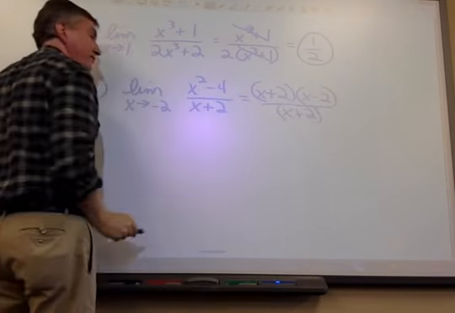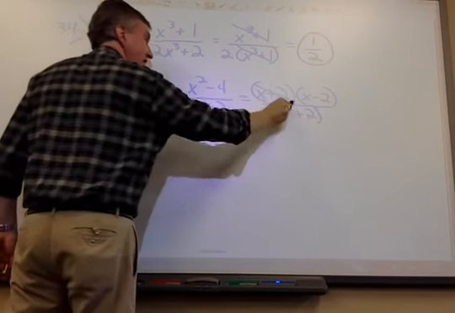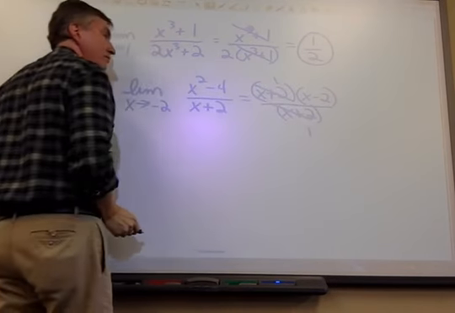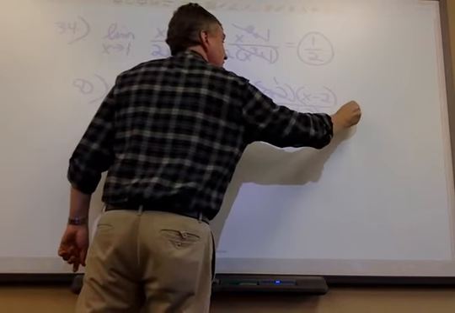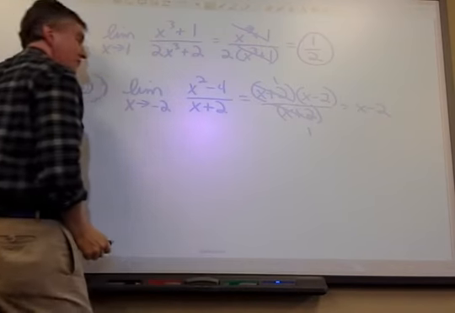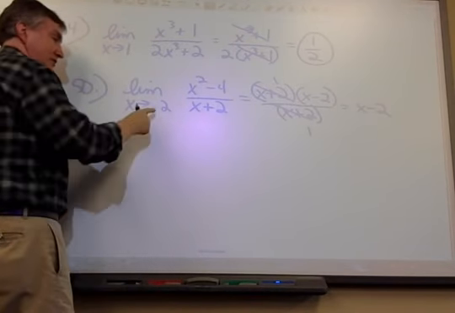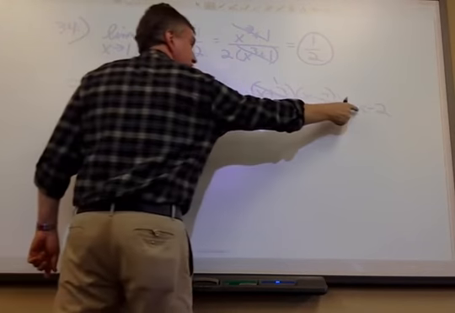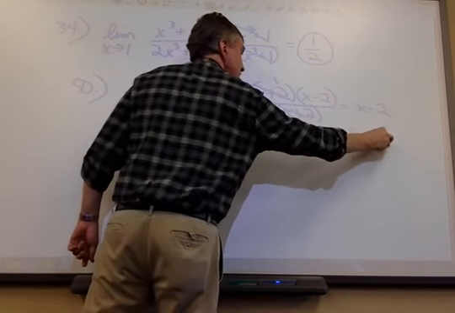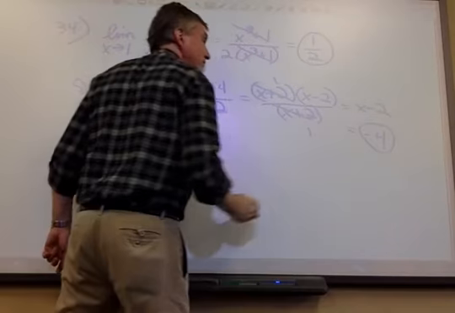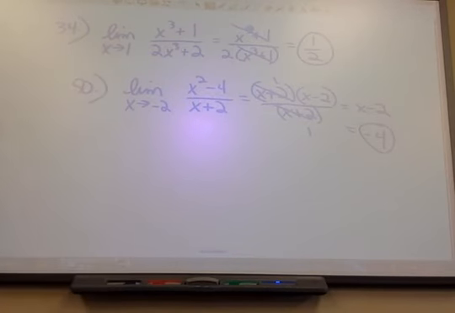What can I do there? Cancel. Now that just leaves me x minus 2. Now tell me what the limit is. If x gets close to negative 2, my answer, you're right, negative 4. No more indeterminate. So anytime you get 0 over 0, you've got to do some algebra on that to try to manipulate it so you don't have that anymore.